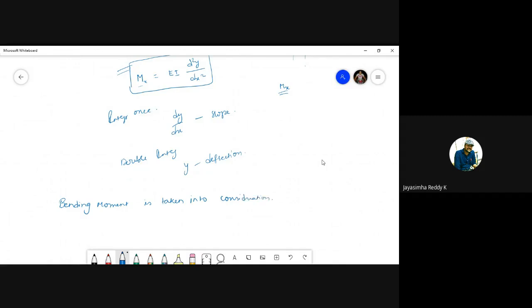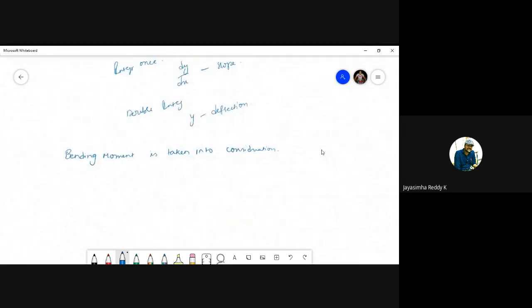Why? Because the deflection because of the shear is extremely small and usually neglected. So you have to remember this point, students. There will be deflection because of shear also, but it will be extremely small and can be neglected.